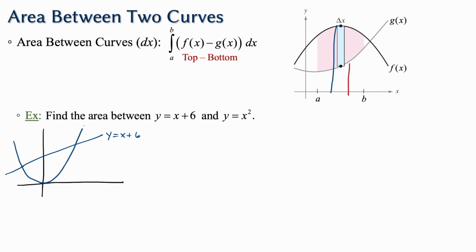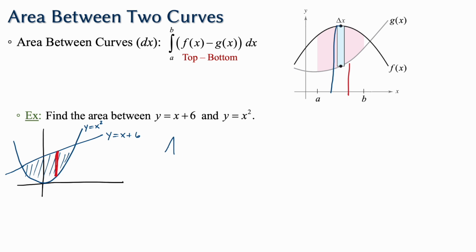If I label this y equals x squared, now we can see the region that's bounded by those two curves. We're looking for this area right in here. If we go ahead and draw our rectangles in, they would look something like this, just to give us a visual cue on what the top and the bottom is. Clearly on this interval, the top is going to be the line x plus 6, and the bottom is going to be the parabola x squared.